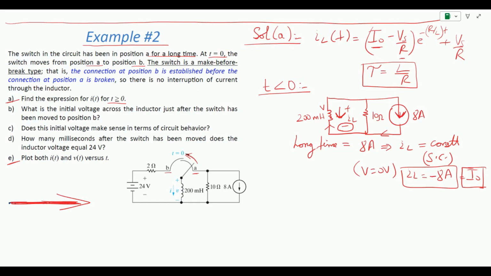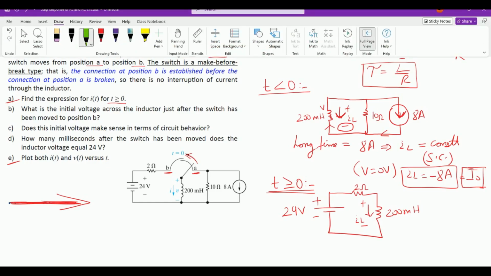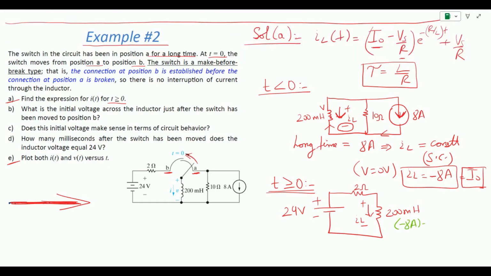Now when time is greater than or equal to 0, let us do the analysis. When time is greater than or equal to 0, we enter into this step response, because the position of the switch will move from point A to point B, and thus our new circuit will be a voltage source connected to a resistor, and then we'll have our inductor. So this will be 24 volts, this will be 2 ohm, and this will again be 200 millihenry. The direction of flow of current is again downward, and at this stage we know that minus 8 ampere is already initially over here.